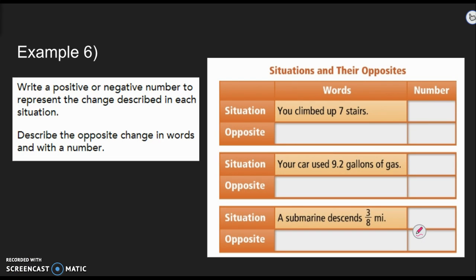For this example, you need to write a positive or negative number to represent the change described in each situation. Then you're going to describe the opposite change in words and with a number.